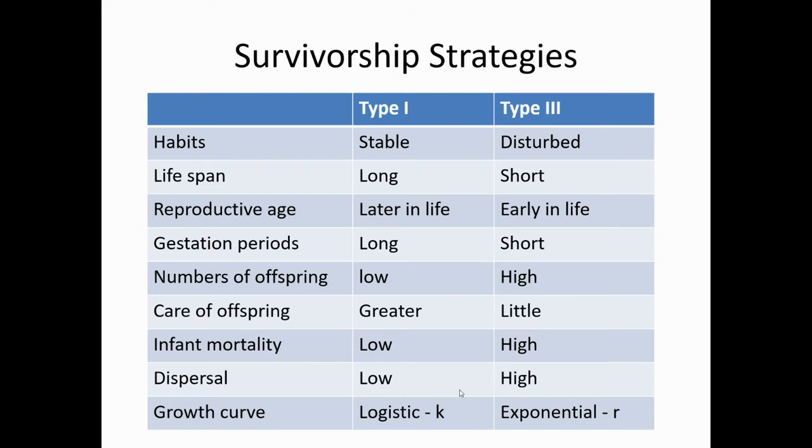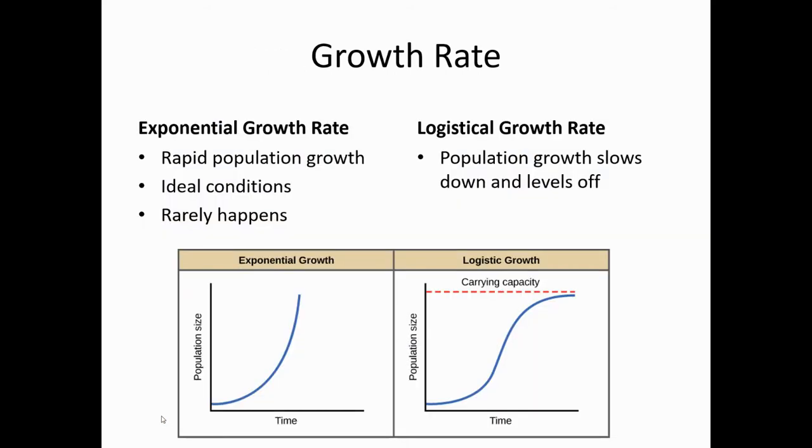The different kinds of survivorship curves: type 1 generally tends to be the K strategist, just looking down here. And then type 3, where they die early, tends to be the R strategy. And that brings us to growth rate.